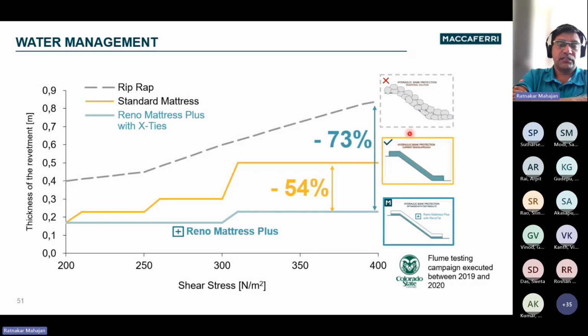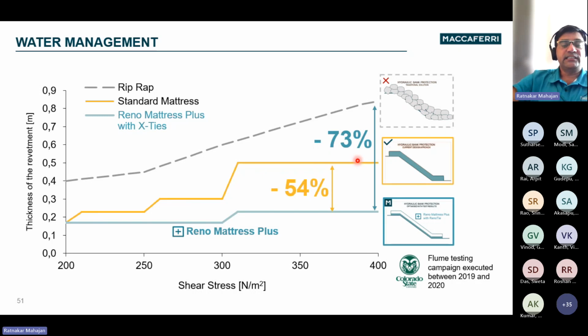R&D was carried out in the year, let's say, 2019-20, and before that around 20 years back. This research was carried out at the University of Colorado, where flume testing was done. The outcome shows shear stress on the x-axis and the thickness of the revetment. With the conventional riprap solution, the thickness usually ranges from 0.4 meter to as high as 1 meter. If you use conventional mattresses, it can start at 0.17 and go up to 0.5 meter.